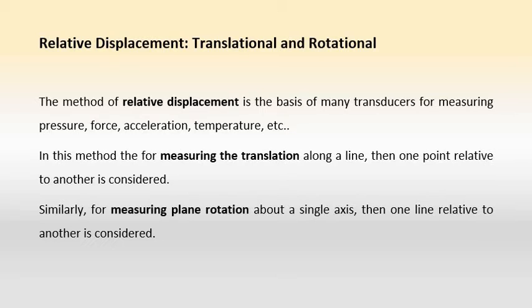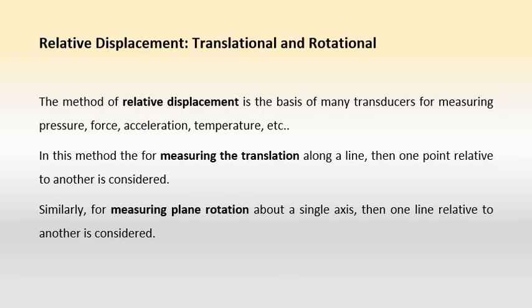Similarly, for measuring plane rotation about a single axis, we measure one line relative to another. That is, we assume that one line is rotating by keeping one end fixed along a plane, so we get plane rotation. For such plane rotation, we consider one line relative to some other reference line. So that is relative displacement.